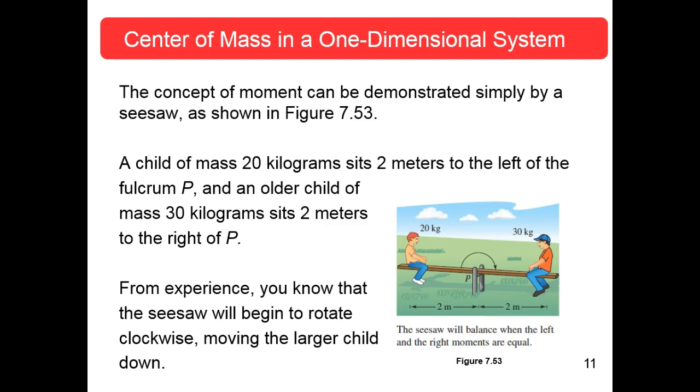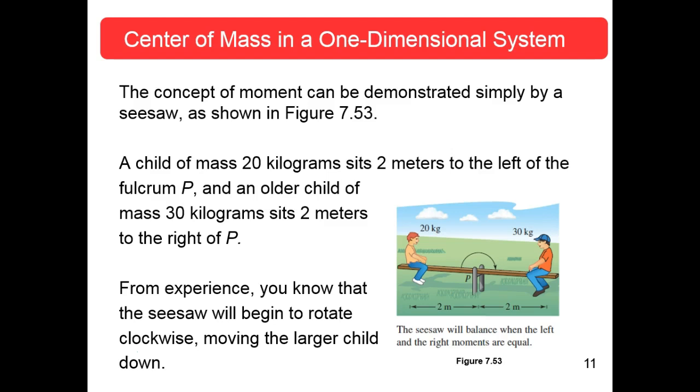That would do. Why? Because there's a greater moment here. 30 times 2 is 60 kilogram meters this way, 40 kilogram meters this way, greater moment there, so it's going to twist in that direction. The seesaw will balance when the left and the right moments are equal. They're not in this case, so it will not. From experience, you know that the seesaw will begin to rotate clockwise, moving the larger child down and kicking the 20 kilogram kid up in the air.